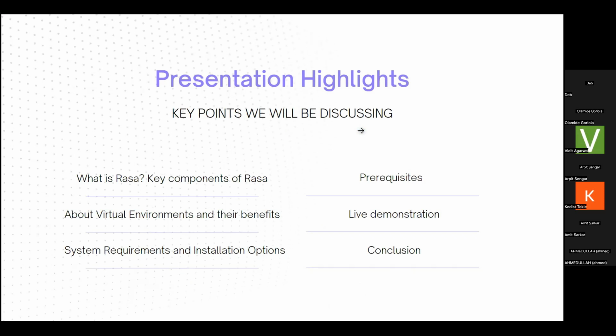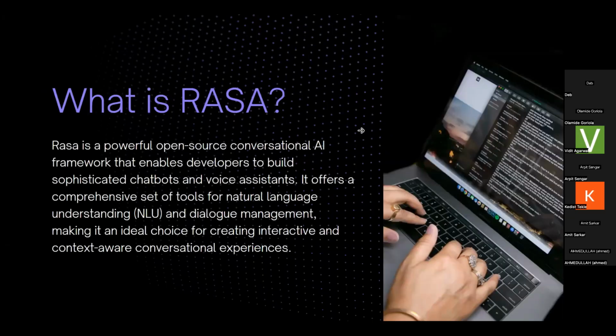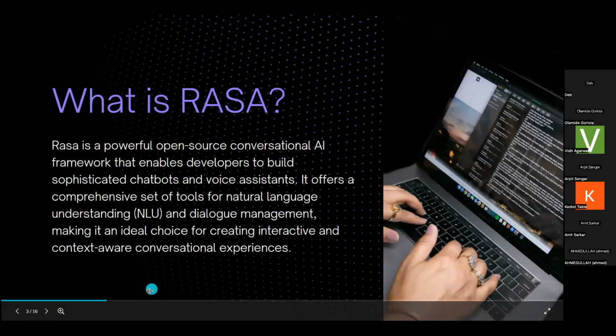Okay, so what is Rasa? Rasa is an open source conversational AI framework that enables developers to build sophisticated chatbots and voice assistants. It offers a comprehensive set of tools for natural language understanding and dialogue management, making it an ideal choice for creating interactive and context aware conversational experiences.